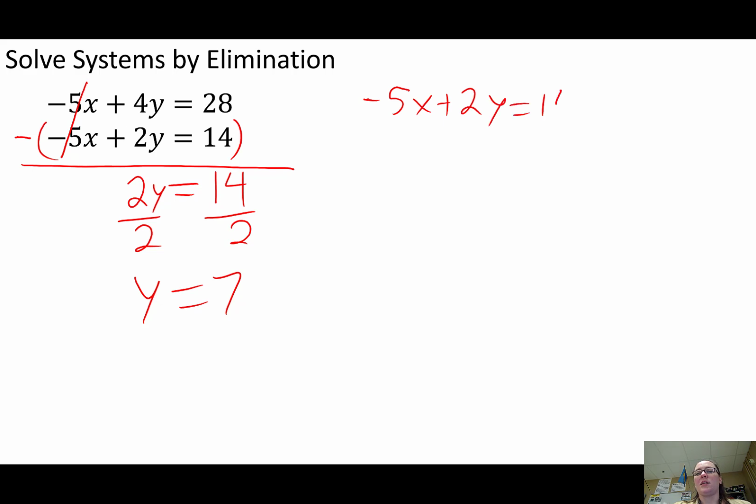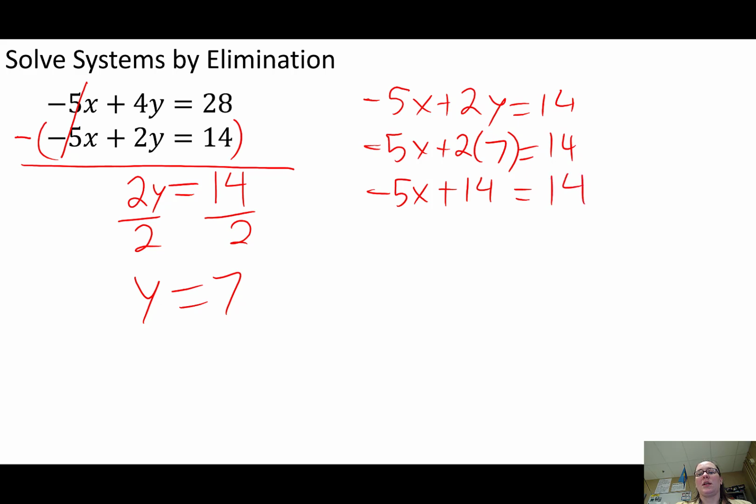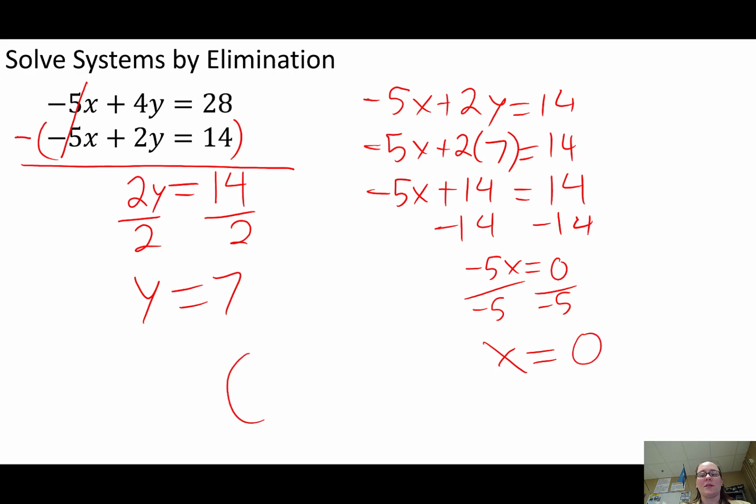So we found y to be 7. Okay, 2 times 7 is 14. So negative 5x plus 14 equals 14. Subtract 14. And I get negative 5x equals 0. Divide both sides by negative 5, and I get x is equal to 0. So my solution is 0, 7.